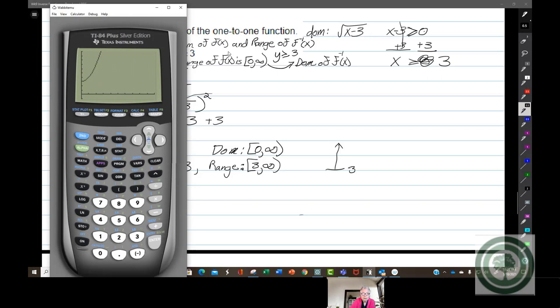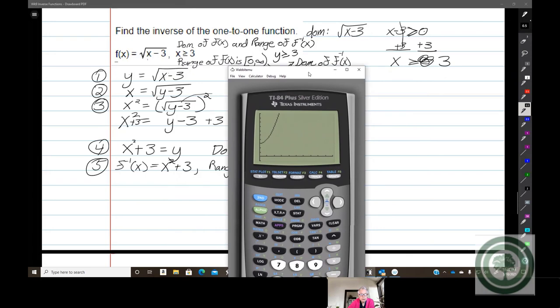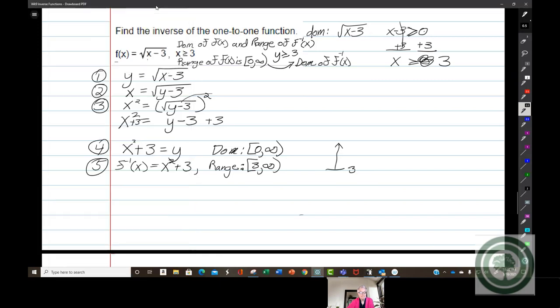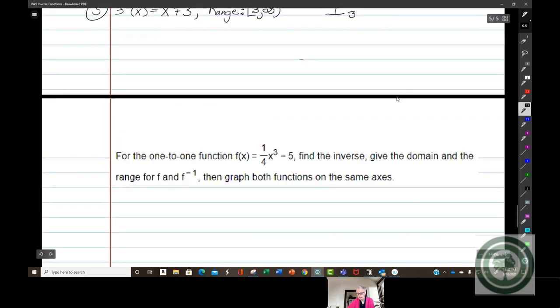The domain up here was 3 to infinity. The range here is 3 to infinity. The range here is 0 to infinity. The domain here is x equals 0, going slowly to the right forever, because it's going up in a hurry. But it is tilting out to the right, so it's going to the right forever. So if we use only this part of x squared plus 3, we do have a one-to-one function. And that's how the tricky stuff works. So much for wanting to avoid it.